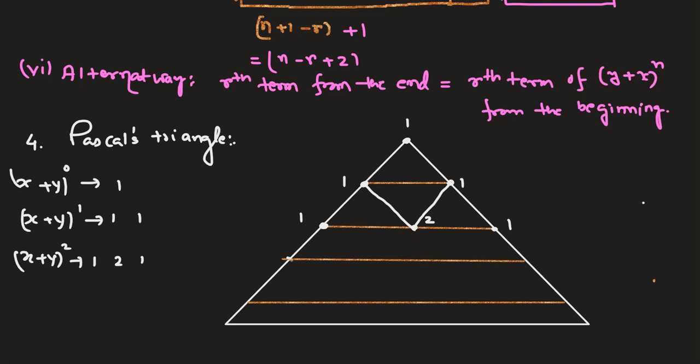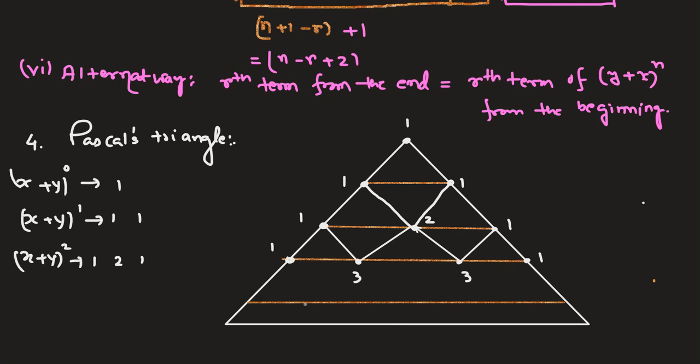So for the next term, it should be 1 here, 1 here, and 1 plus 2, you are getting 3 here. So you are getting 3 here, 1 plus 1, 1 plus 2, 3, okay? Now 2 plus 1, again you are getting 3 here. So these are the coefficients of x plus y whole cube. These are the coefficients of x plus y whole cube.